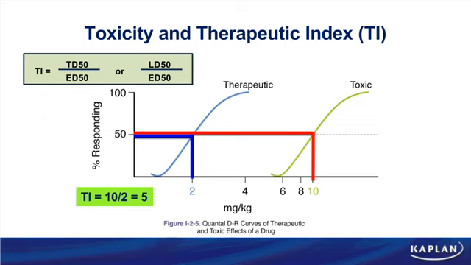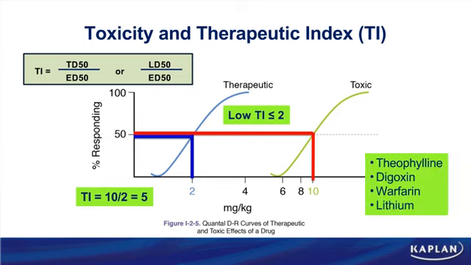If you look at a graph, that means the safer drugs are the ones where the curves are spread farther apart, and the more dangerous drugs are where the curves get close together. So what if I take toxic dose 50 divided by effective dose 50 and I get a number like 2 or less? Those are my really low therapeutic index drugs. Those are some of our most dangerous drugs. And here's a list of some of those that actually become very popular step 1 questions. Theophylline, digoxin, warfarin, lithium. All are drugs with a low therapeutic index.